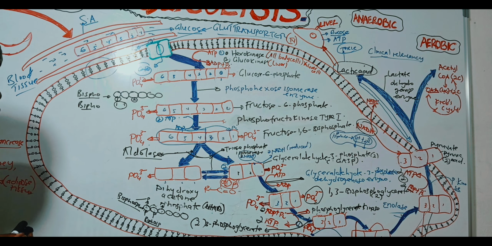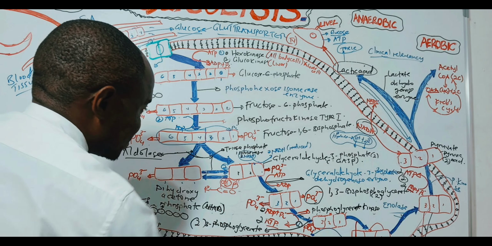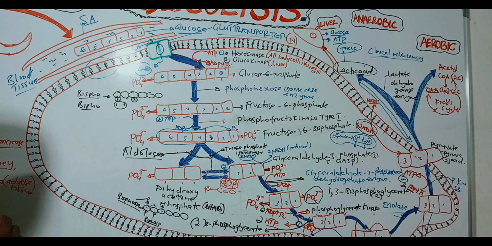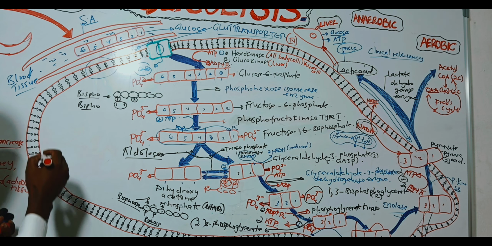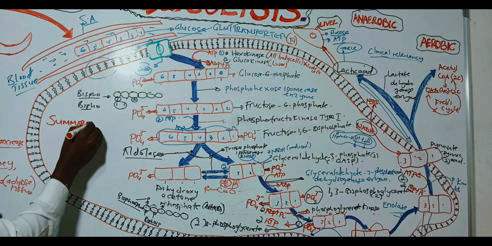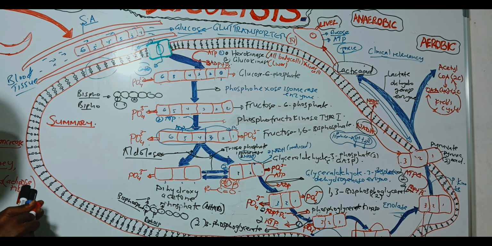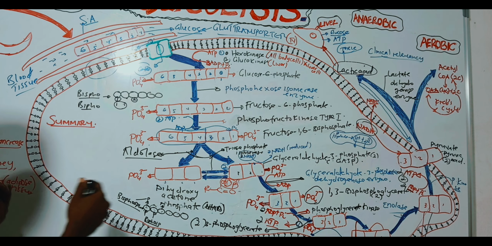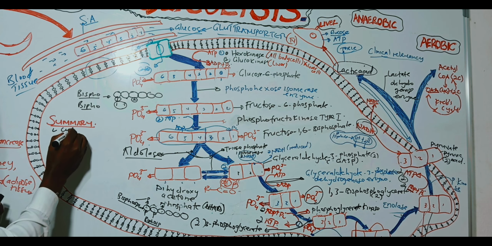Remember, there were 2 ATP molecules. Before that, I can just give a brief summary. I think this is the summary. In this summary, where was the process taking place here? It was in the cytoplasm. That's something very interesting.